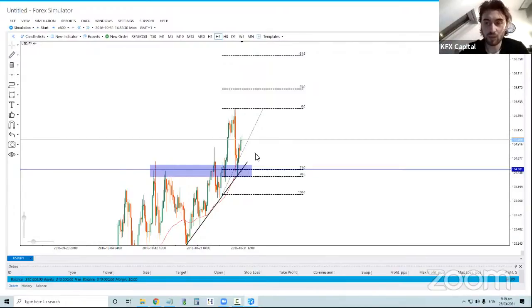So I would have taken an entry if price came into this zone here, but obviously you could see market open had a gap, so I wouldn't have taken a trade. But if I play this out, is it just this button here? I think it's that one.